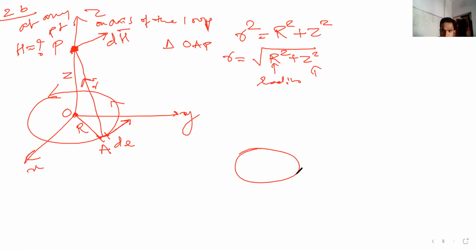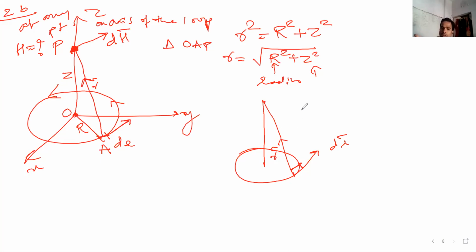So our loop is this. DL is in this direction, and there is a point somewhere here. And this is the direction of R cap. So R cap and DL are perpendicular. Can you all see that? R cap and DL, they are perpendicular, right?